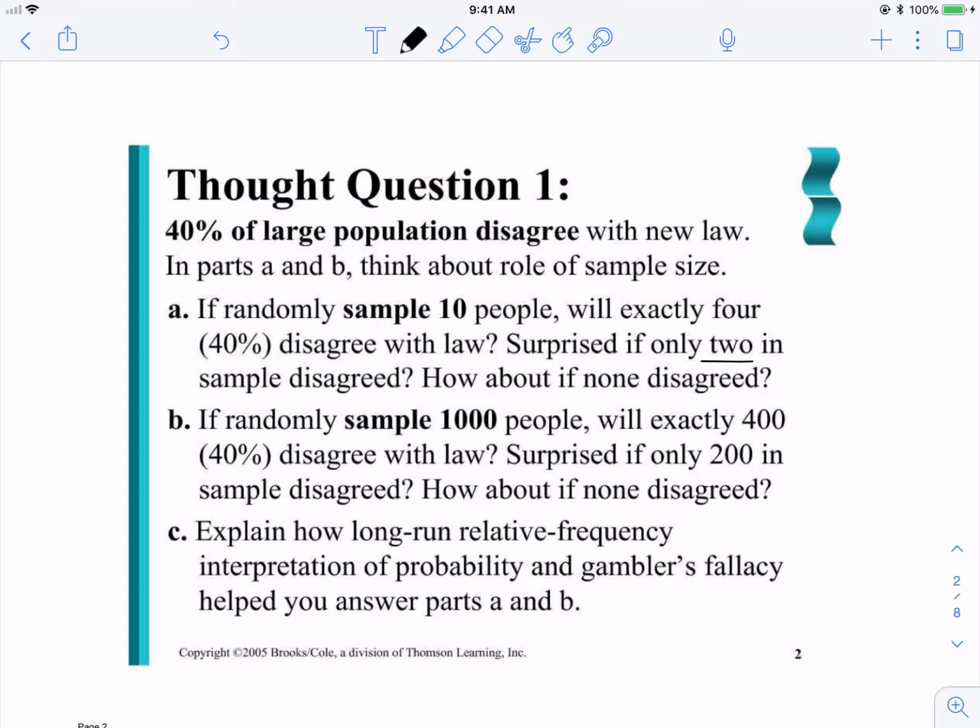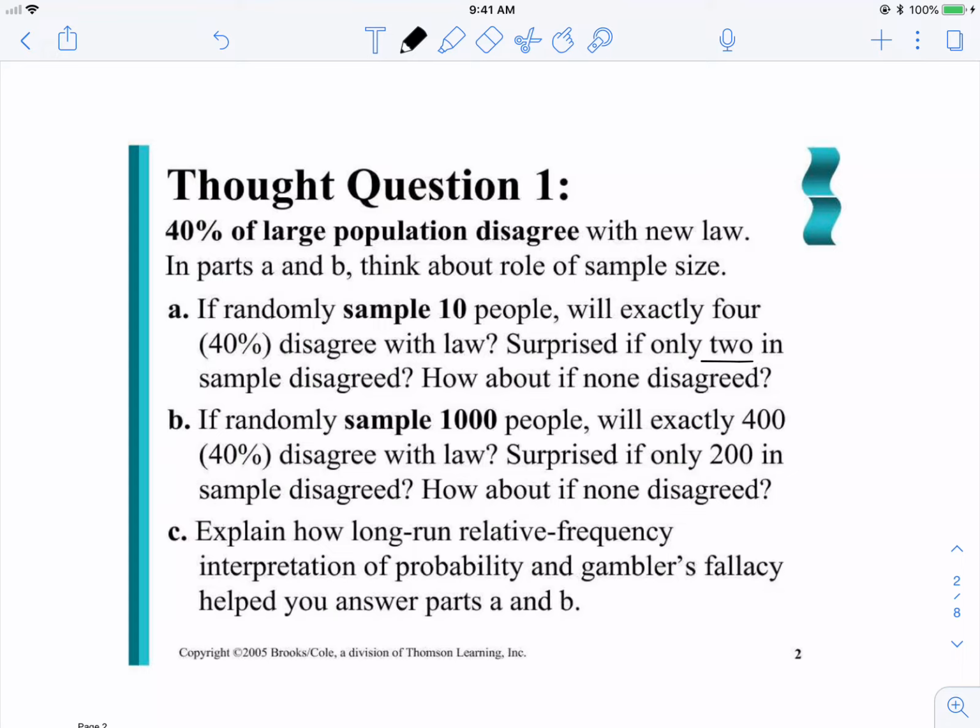But looking ahead at part B, now if that sample was 1,000 people, so 40% of them is 400, you know that there's no guarantee that exactly 40%, 400, will disagree, but you'd expect something pretty close to that. Would you be surprised if only 200 in that sample disagreed? Yeah, probably. Now you're looking at a change of 20%, meaning 200 people are further away from what you expected across 1,000 people. And would you be surprised if none of the people disagreed? Yes, that would be extremely unlikely.